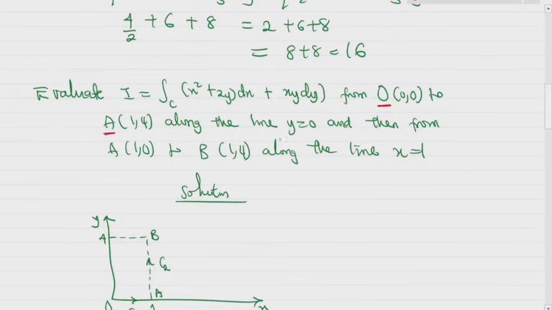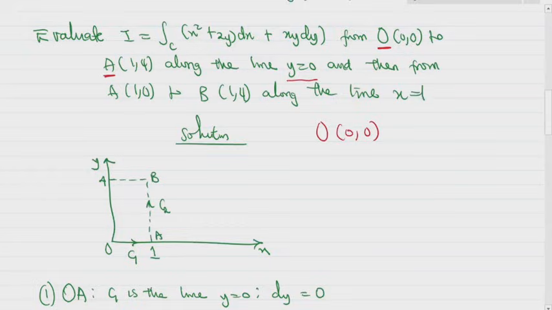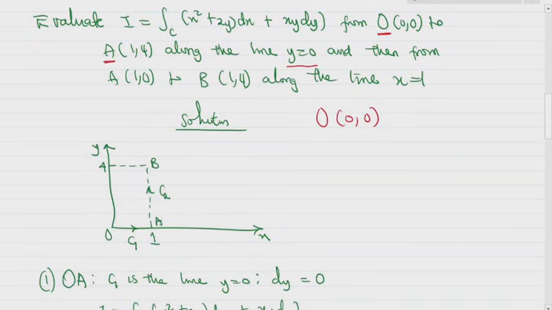So they said first along the line y equals 0. That means that you are going from the starting point, which is 0, 0, along the line y equals 0. When y is equal to 0, that means y is not changing. Okay, so it's along this line. That's your C1.